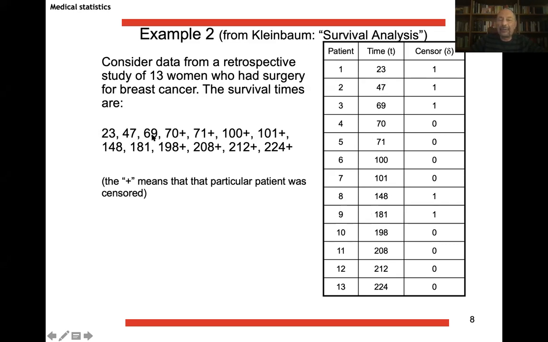It's 23, 47, 69, 70 plus. Plus means that that particular patient was censored at that point. So you see the censor parameter here is 1, 1, 1, then 0, 0, 0, 0, because here the patient is censored, and then again 1, 1.